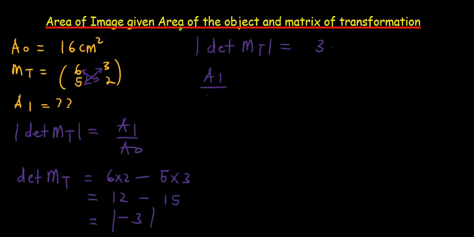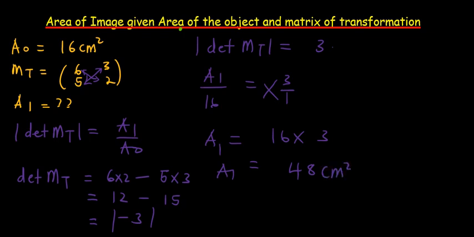So we substitute A1 out of A0. A0 is given to us as 16, is equal to 3. We cross multiply. So A1 is equal to 16 times 3. So A1 is equal to, what is 16 times 3? That is 48 square centimeters. Example 3.